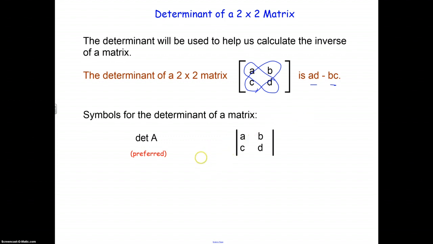Now, there are 2 ways of writing the determinant of a matrix. One of them is DET, determinant of matrix A. The other one is this, which I don't like, and the reason I don't like it is because it can easily get confused with just a matrix, because it only differs by the little lines here. Or it also looks like something else that we've dealt with, which is absolute value, which it's not either. So I prefer not to use that, though it is not incorrect, and you may see it.